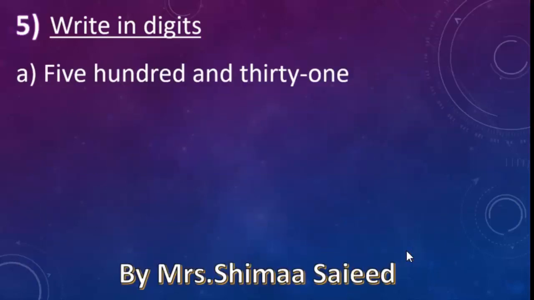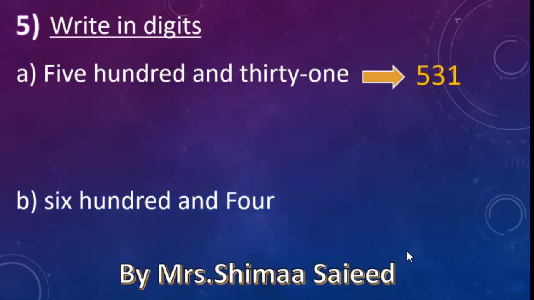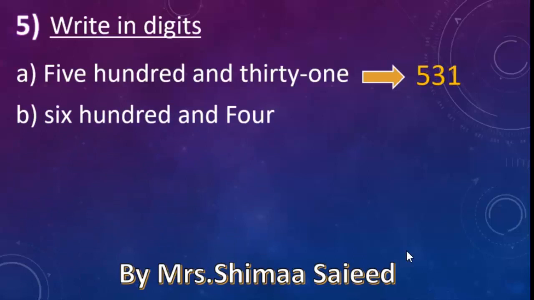Now write in digits 531. If I want to write 531 in digits, we must write 5 in hundreds place, 3 in tenths place, and 1 in ones place. So 531. What about 604? Write 6 in hundreds place, 0 in tenths place, and 4 in ones place.